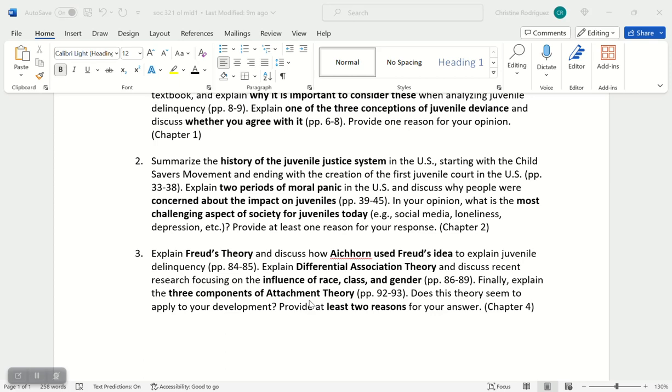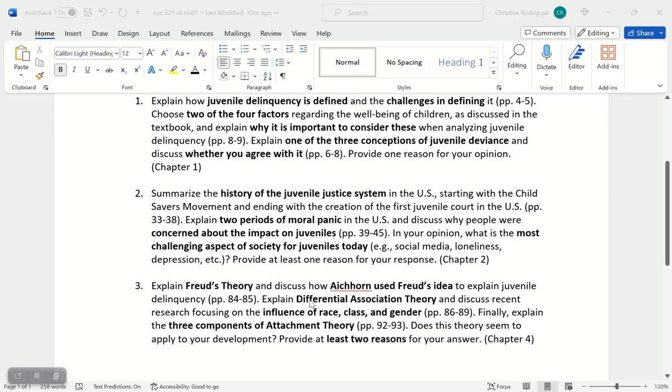I will say this. It's important that you study for all three of these. I strongly suggest you at least make an outline. That way you know what it is that you would say, what your answer would be if you were to get any one of these three.